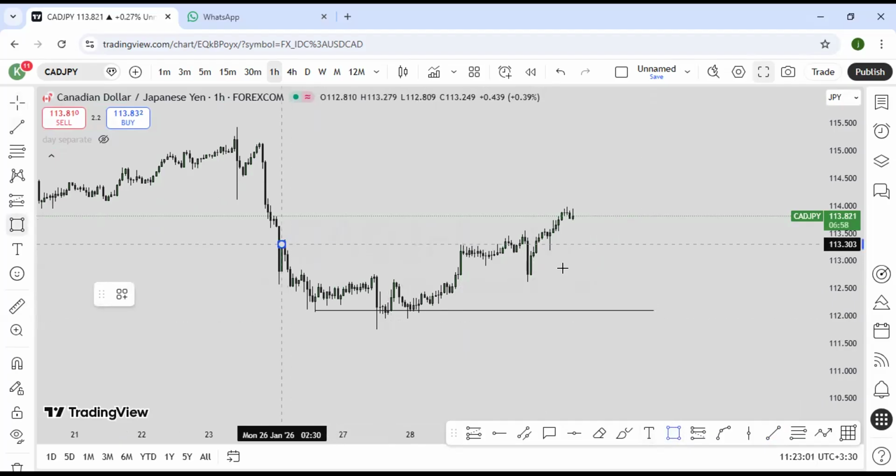You see this? This is our trade. That's what we trade. We trade a mitigation block. This is the mitigation block.